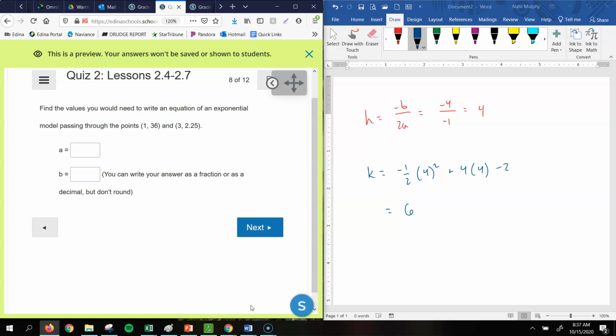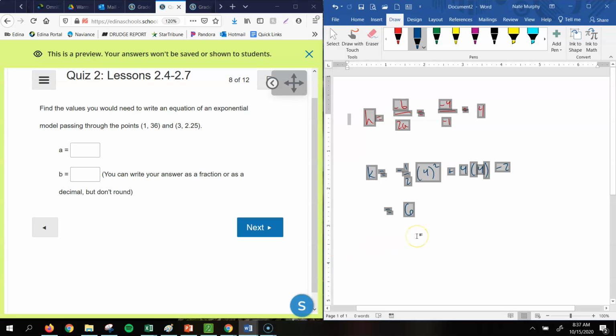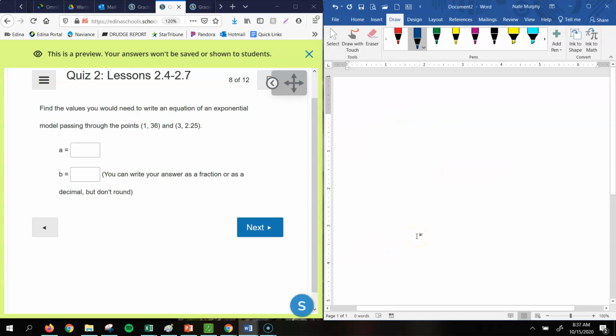All right, find the values you need to write an equation of an exponential model passing through the points (1, 36) and (3, 2.25). All right. So for this one, remember, anytime we want to find an exponential equation going through 2 points, we're going to start with the coordinate with the largest x value. Remember, it's in the form y equals a times b to the x power. So for this one, y is 2.25 and x is 3. And for the other one, we'd have 36 equals a times b to the first power.